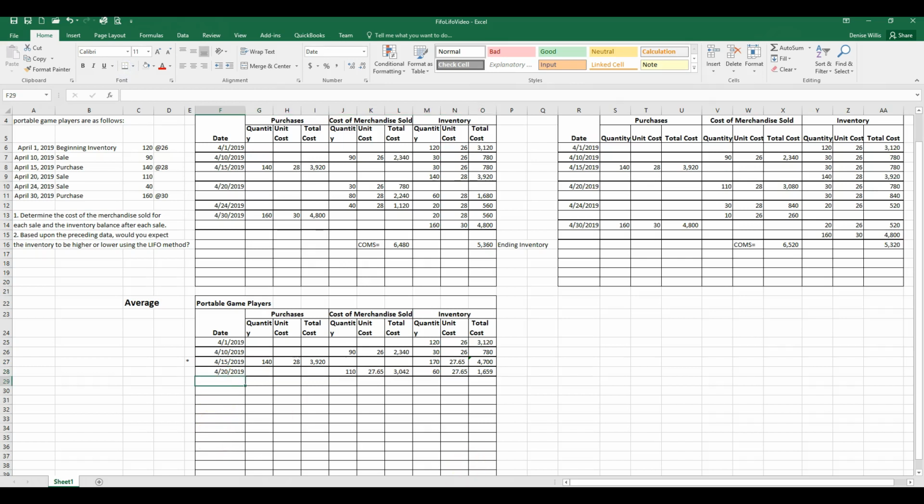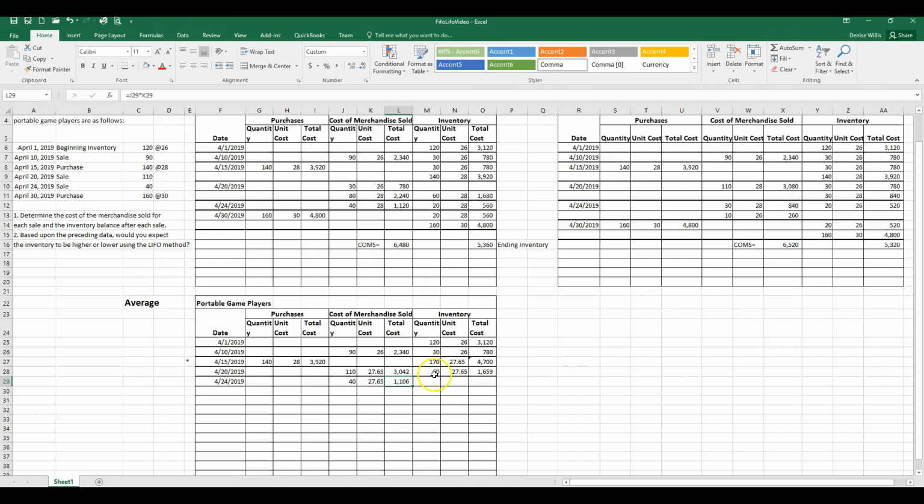Okay, now let's move right along. We're on 424, and it says on 424 we're going to sell 40 items. Those 40 items had to cost us $27.65. So we just do the math across again. Okay, 40 times the $27.65. That is the amount of the cost of merchandise sold.